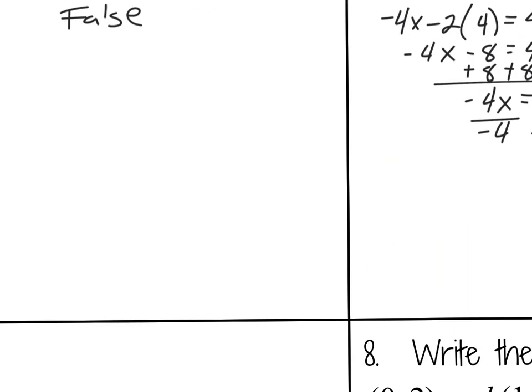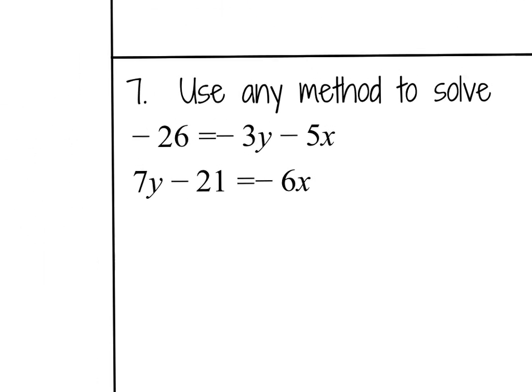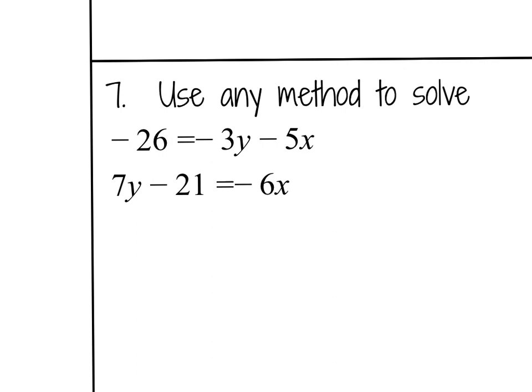Let's hop down here to number 7. Now, number 7 is all kinds of not okay. I could divide by 6 to get that x by itself, but that's going to give me some fractions. What I need to do is make sure that my variables are aligned. So to do that, I think that I am going to take this 7y that's right here, and bring that over to this side.